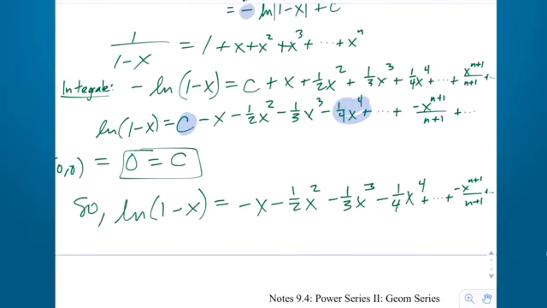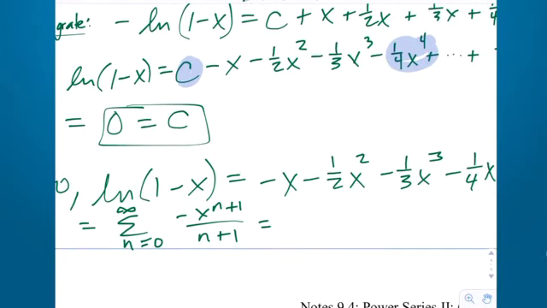Okay, one last thing here. We need to figure out the radius and interval of convergence. So if you want to write this series now as the sum from n equals something to infinity of negative x to the n plus 1 all over n plus 1. In order to get my first term of negative x, I need to let n equal what? 0. I start at 0. If you plug in a 0 for n, you get negative x over 1, which is negative x.